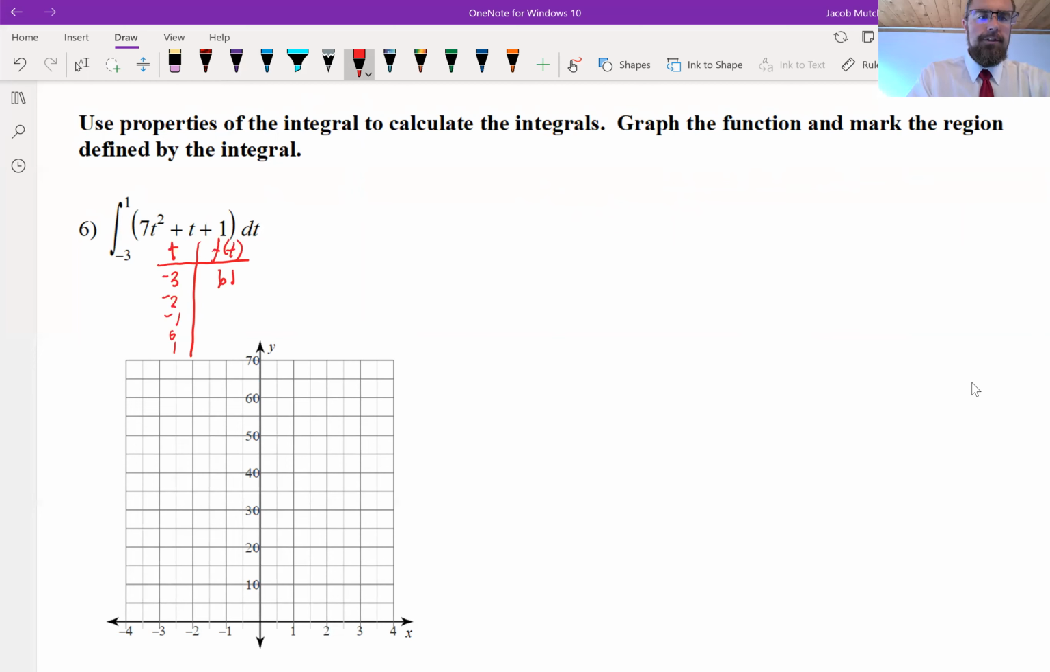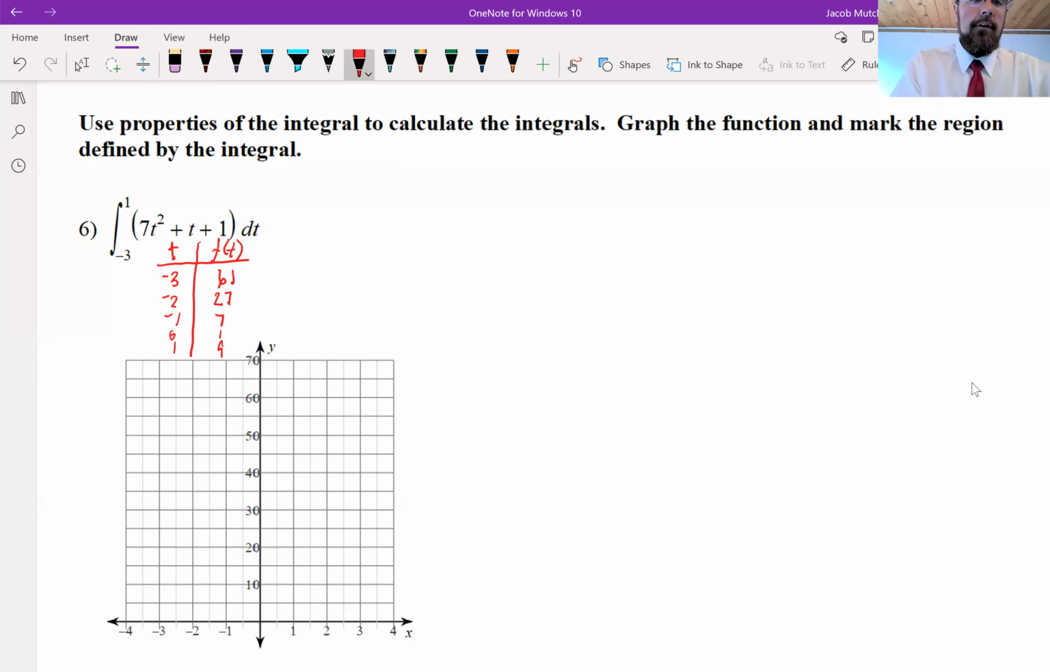-2 plugging in for t. -2 squared is 4 times 7 is 28. Plus -2 is 26 plus 1 is 27. At -1, -1 squared is 1 times 7 is 7. Minus 1 is 6, plus 1 is 7. At 0, the first two terms are going to zero out. We just are left with the y-intercept of 1. And at 1, we've got 1 squared is 1 times 7 is 7, plus 1 is 8, plus 1 is 9.